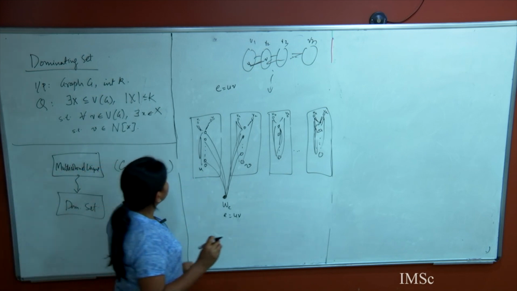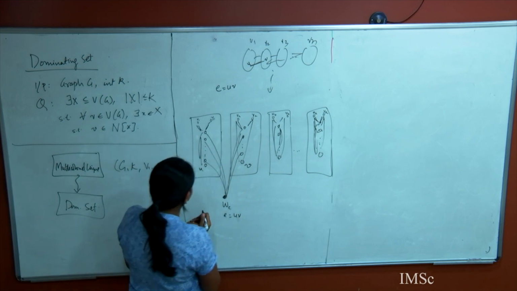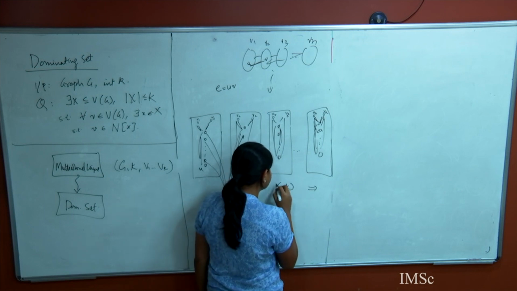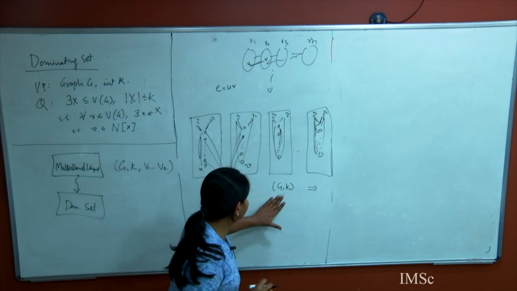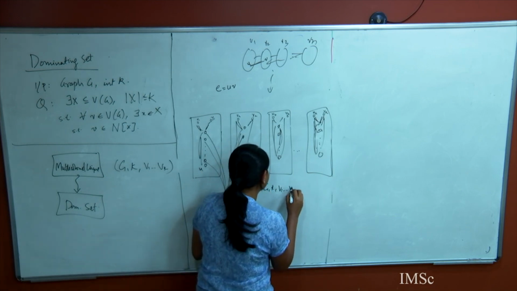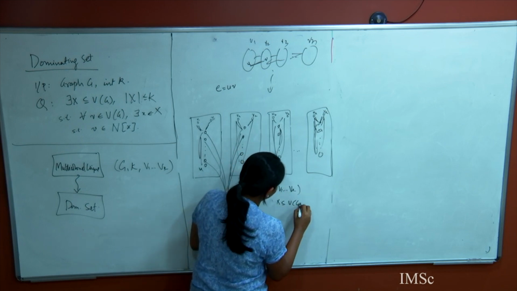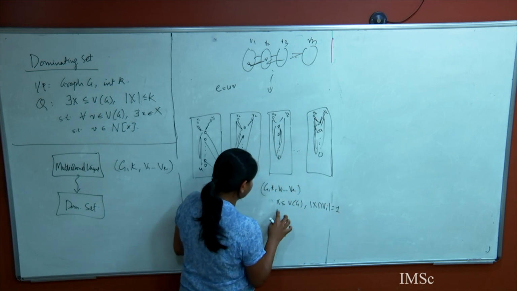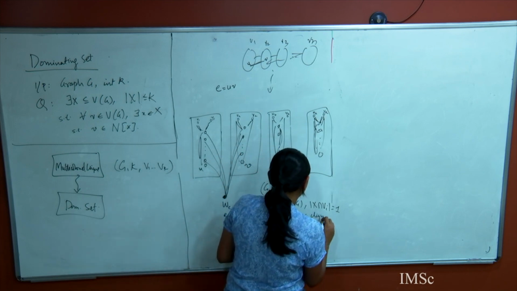Okay, so let us look at how we encode edges. So let's look at the forward direction. Suppose G has a clique, so we have G, k, V, and the graph induced on X is a clique.